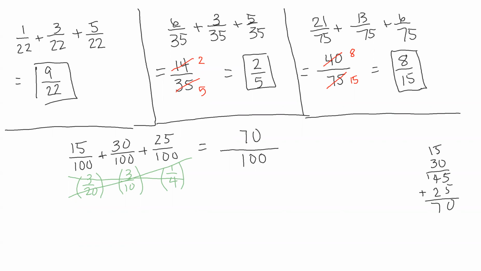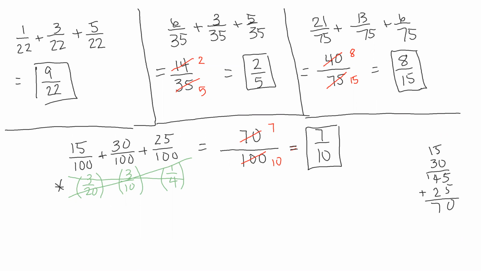I need to reduce. Both numbers end in 0. That tells me they're both divisible by 10. So 70 divided by 10 is 7. 100 divided by 10 is 10. And my final answer here is 7/10.